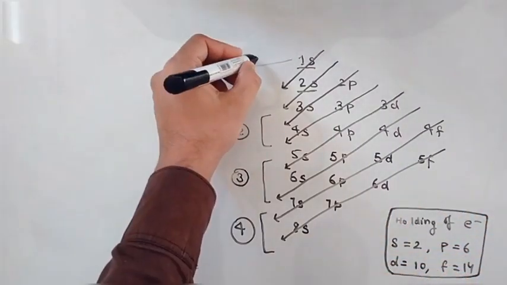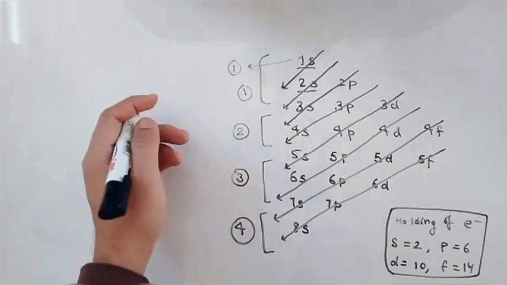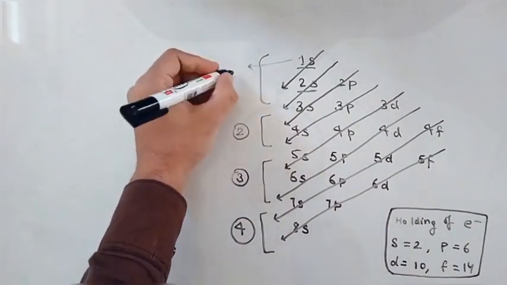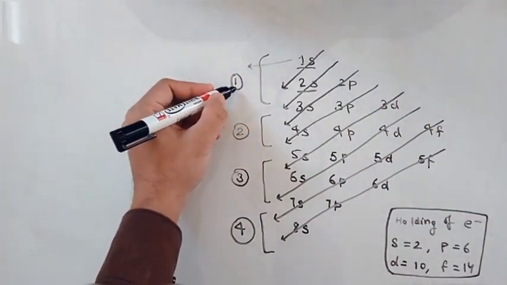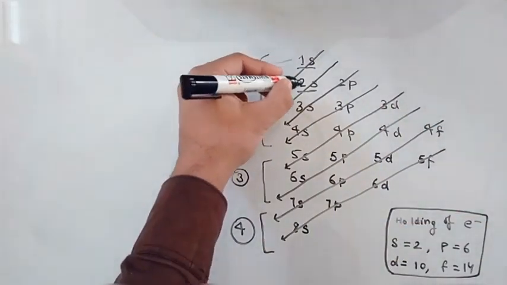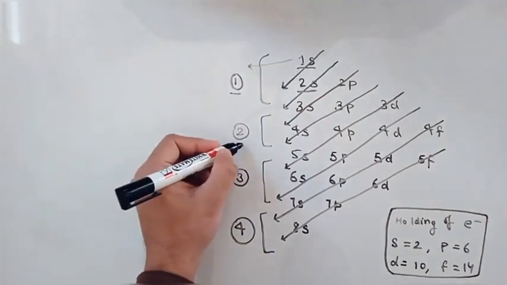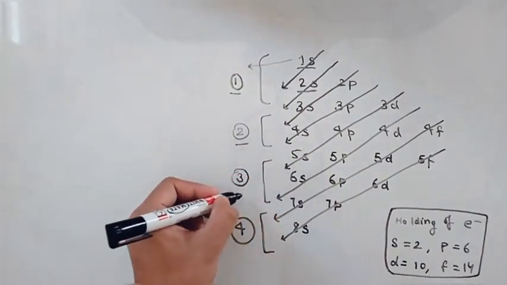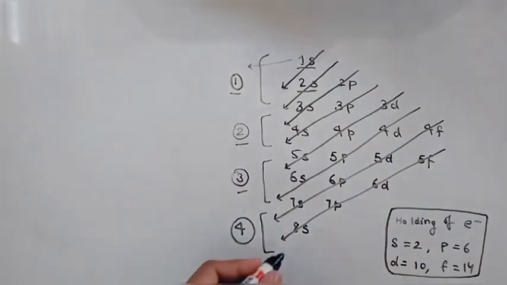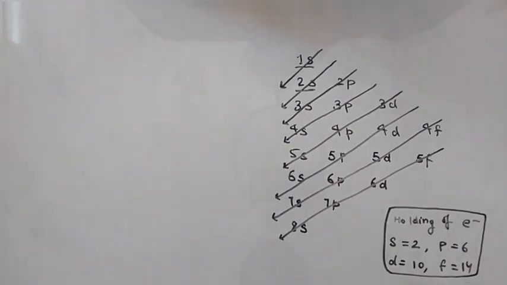Okay, so to avoid the confusion, it's better if you remember like this: the two arrows will be in pair, passing through one orbital, and the next two will be passing through two orbitals, and the next two through three orbitals, and the next two arrows through four orbitals. I hope the confusion for the filling of the electrons in the orbitals is clear now.